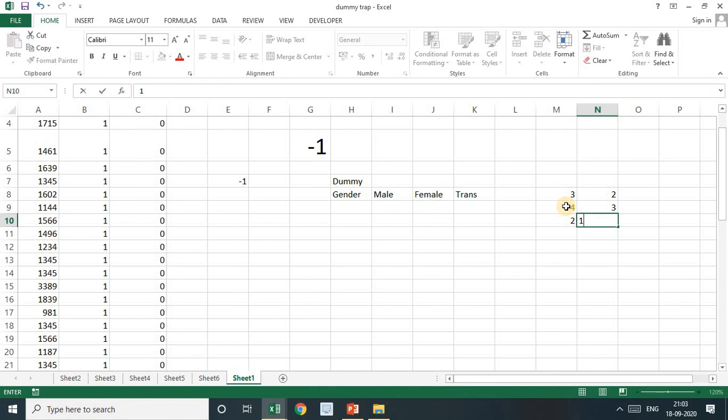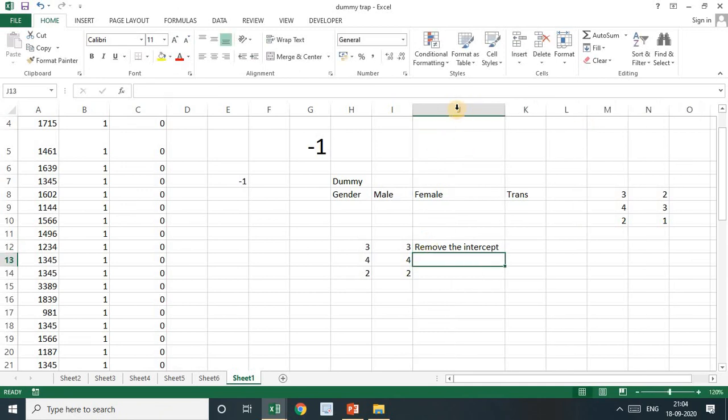Or what you can do is, if there are 3 dummies, you can assign 3, for 4 you can assign 4, for 2 you can assign 2, no problem, but you have to remove the intercept. Okay, it means that you should not include the intercept in your economic model or econometric model. That means you should run an interceptless model or regression through origin.